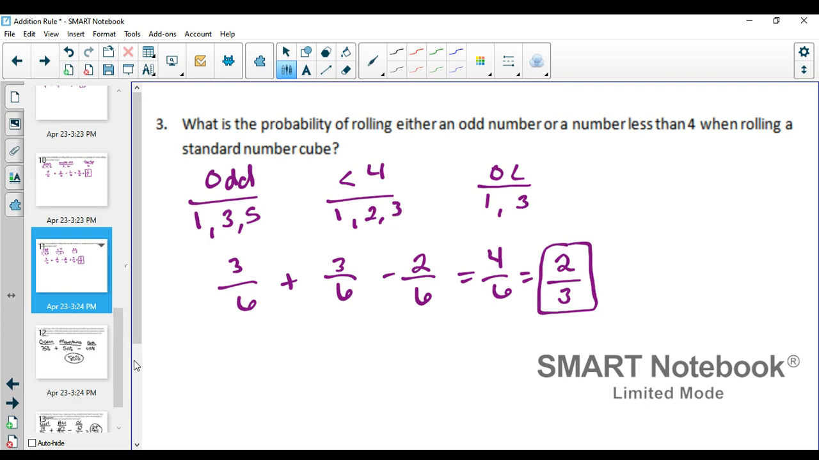These two just happen to both be 2/3. It's not going to work out every time that you're rolling a dice or a number cube that the answer is going to be 2/3. Make sure you work out the problem.